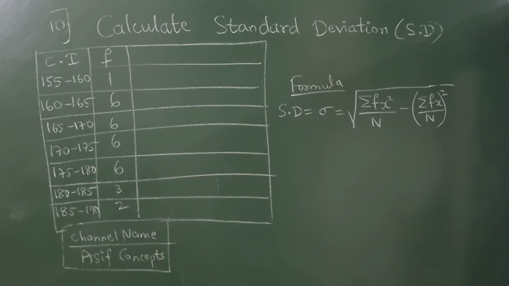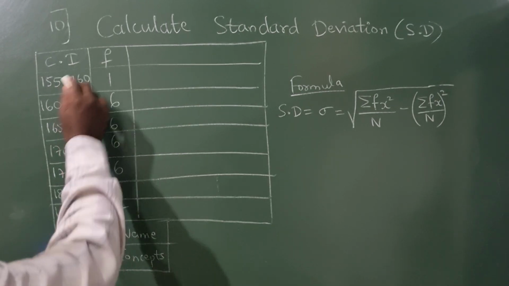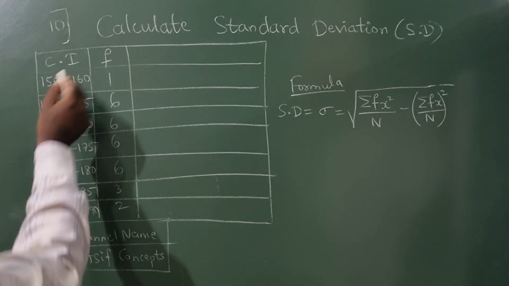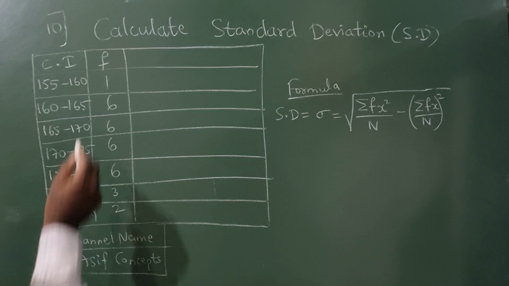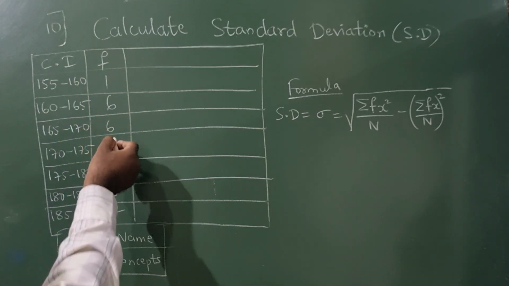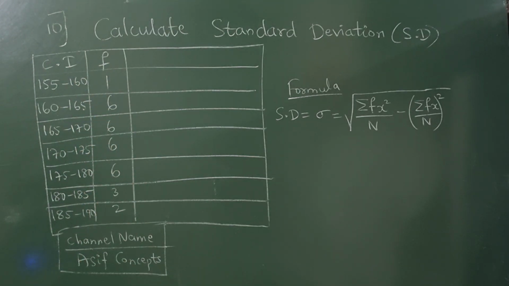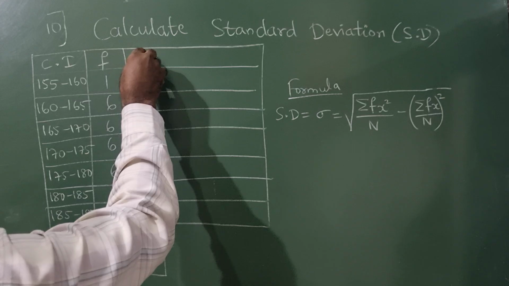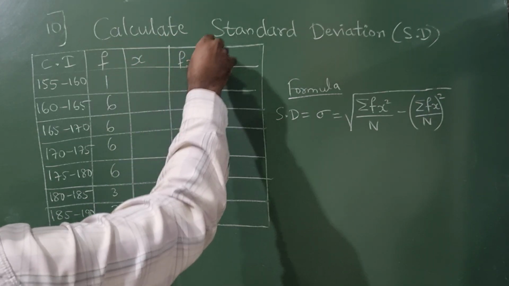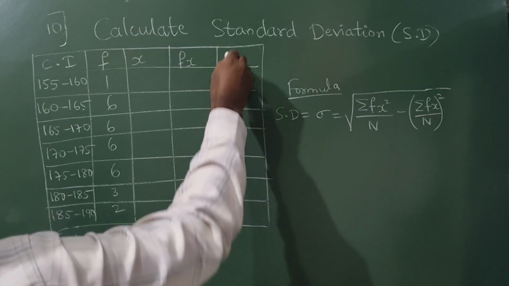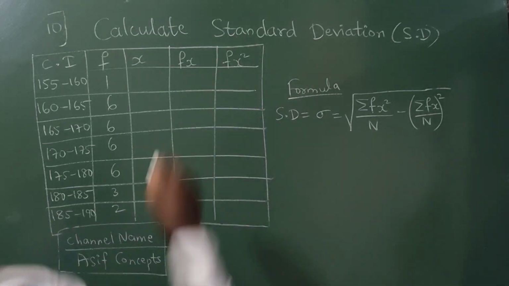Calculate standard deviation, and this is the question. Class interval 155 to 160, 160 to 165 and so on. Frequency they have given 1, 6, 6, 6, 6, 3, 2. Now you have to construct 3 more columns, that is x, fx, and the last column is fx square.